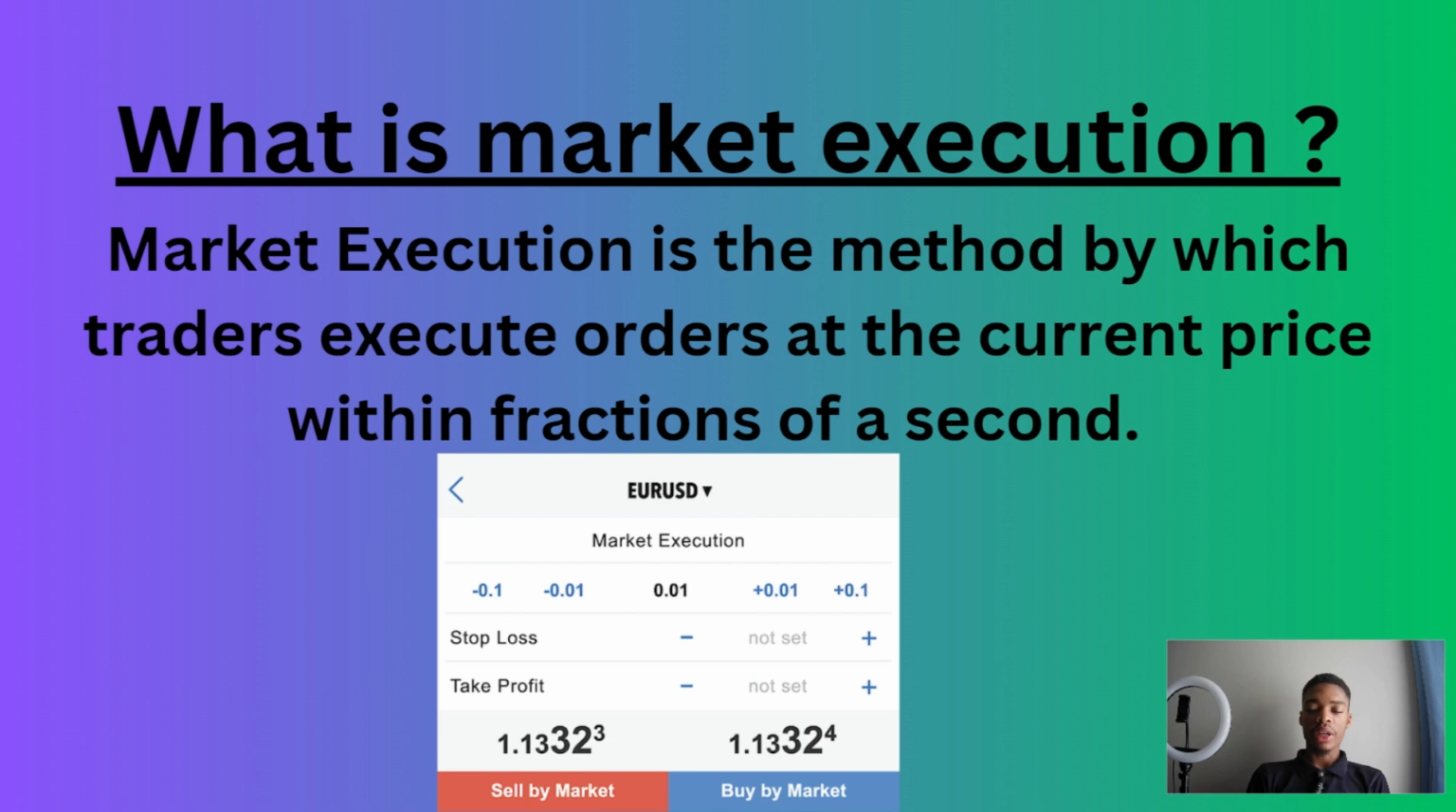What is market execution? Market execution is the method by which traders execute orders at the current price within fractions of a second. So market execution is essentially you placing a trade at what the current price of the currency pair is at this moment in time. If I go to the market and I see an ask price or a bid price, I'm either buying or selling at that specific price that I'm seeing.